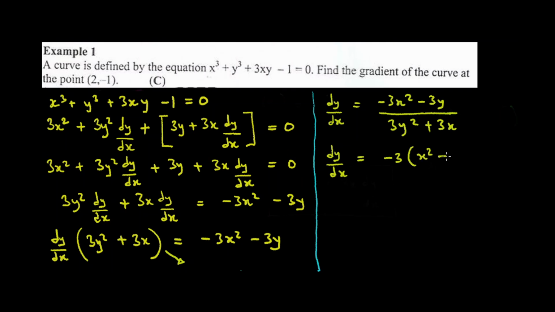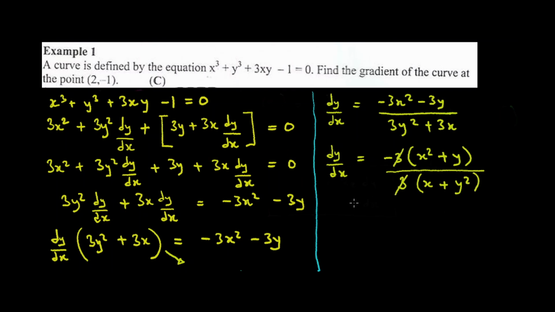minus x squared plus y. Please be careful when factorizing here. When we take out minus 3, minus 3 times x squared gives us minus 3x squared, minus 3 times y gives us minus 3y. So please be careful there. Then this is over, we factor out 3 there, and what remains inside is y squared plus x, like this.